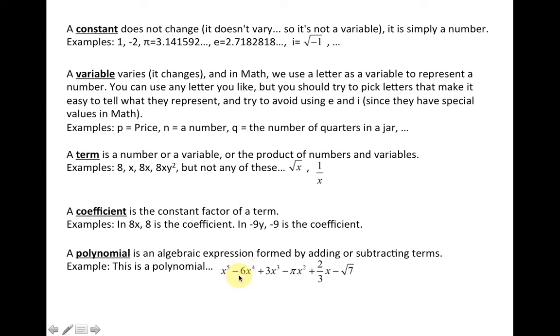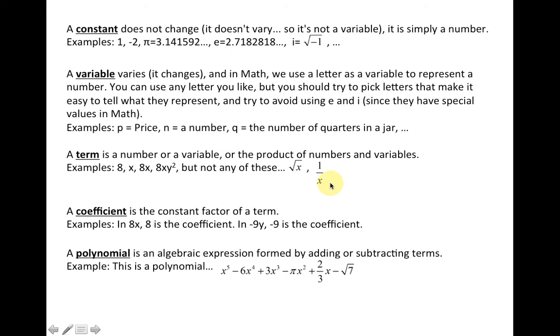In the next term, we have -6x to the 4. It's kind of funny because you might think, oh, we're subtracting 6x to the 4, and then you might be thinking, I thought we were supposed to add or subtract terms. But you can actually think of this term as adding -6x to the 4, and -6 is the coefficient of this term. Some other things to realize is that pi, or negative pi, can be a coefficient. It's just a number.